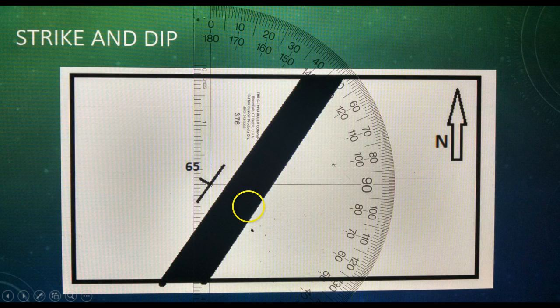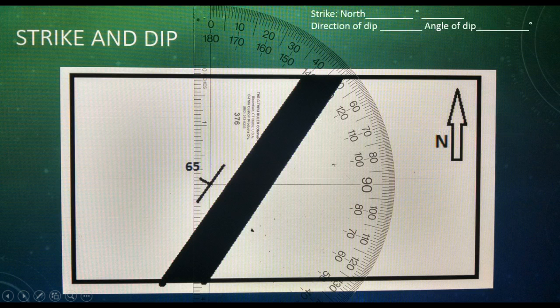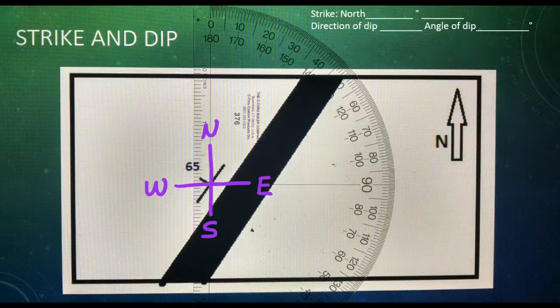Alright, now some other things that I need to identify before I start putting in the strike, its compass direction, and the direction of dip and the angle of dip. I need to determine the other directions on this map to start with. Now you can do this just visually, but I'm going to draw it in. I'm going to put in here some lines, and I'm going to set in here where my north, east, south, and west is. So now I have that information.